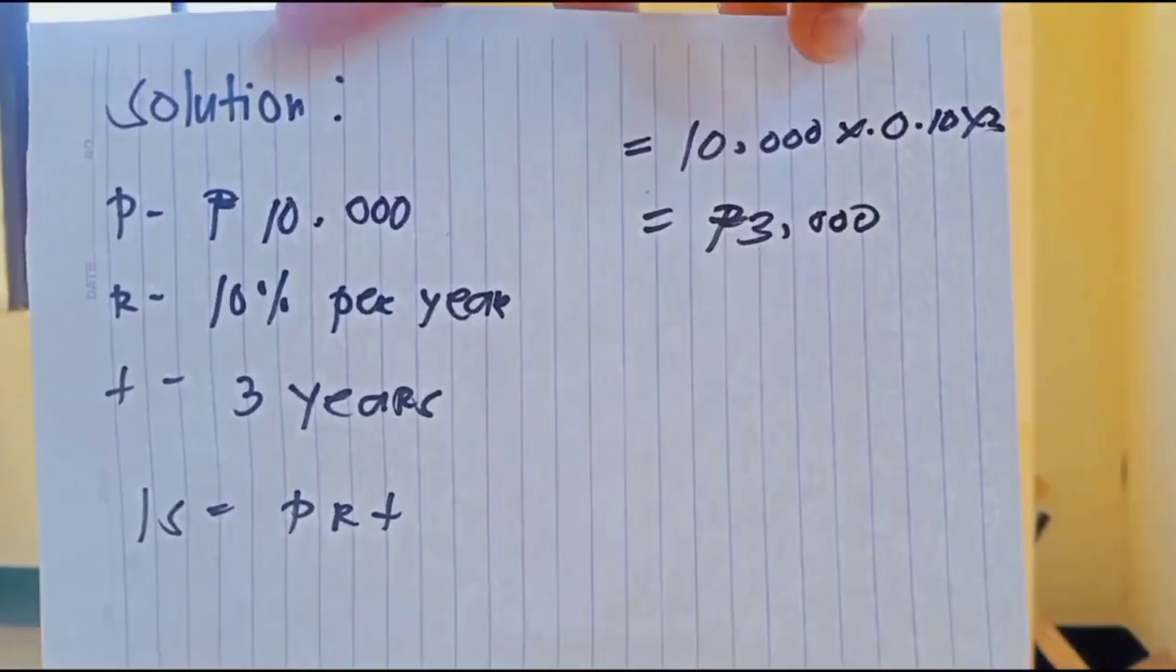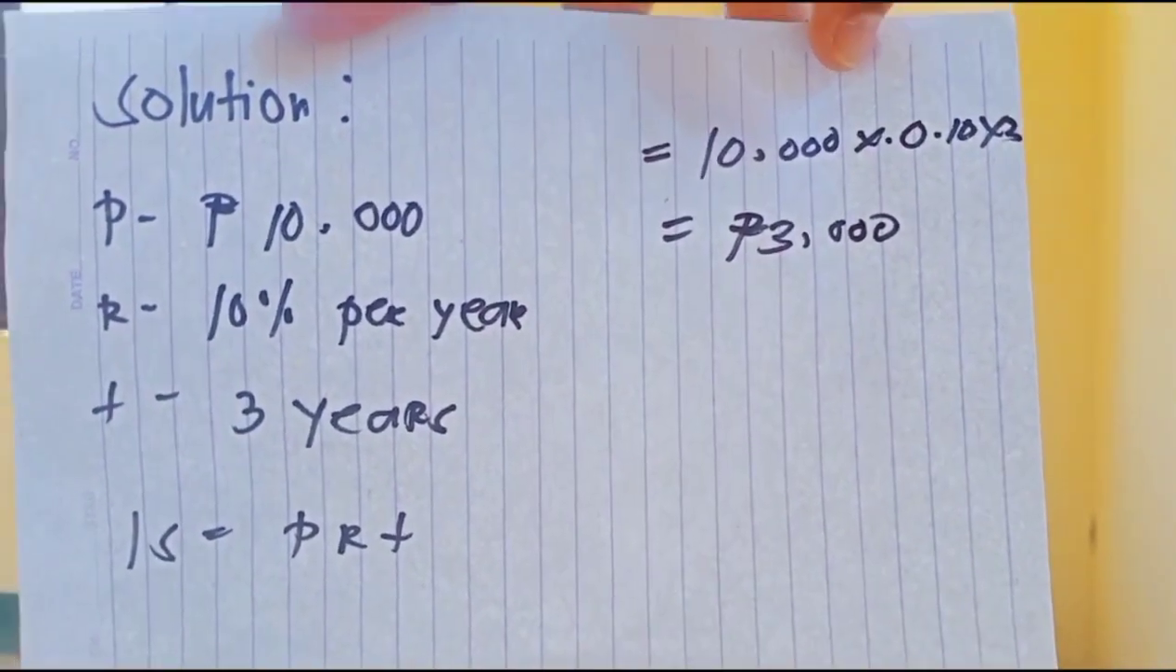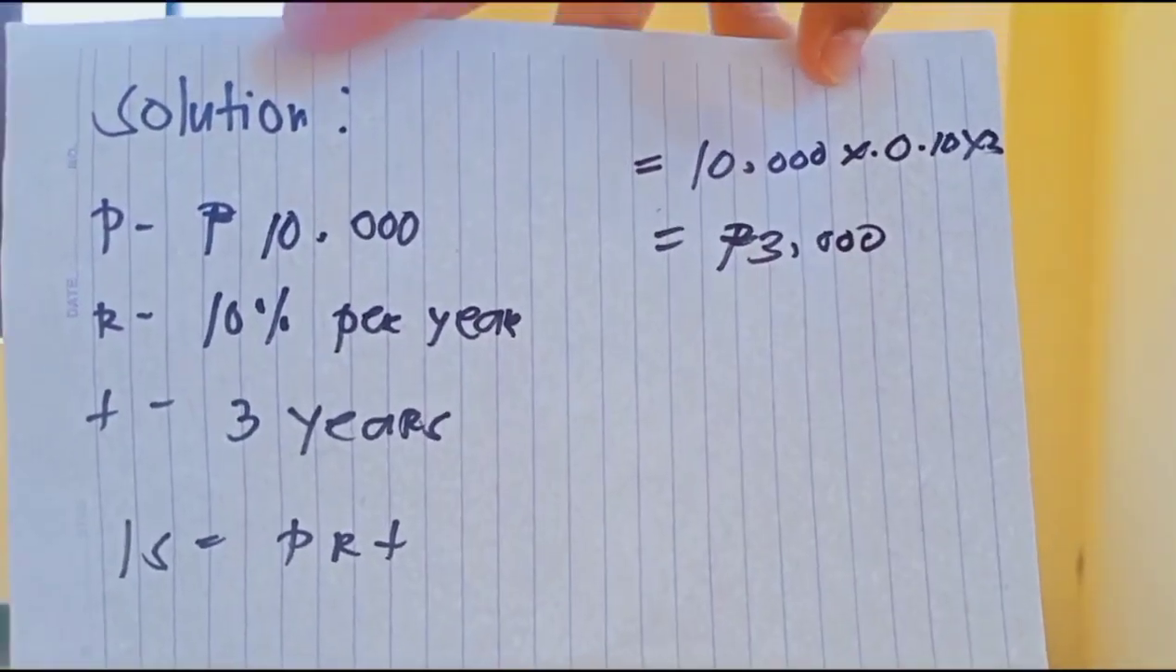Suppose 10,000 pesos were invested on January 1, 2015 at a 10% simple interest rate for 3 years. Calculate the total simple interest on the amount. The principal amount is 10,000 pesos. The interest rate per period is 10% per year. The time for which the money is invested is 3 years.